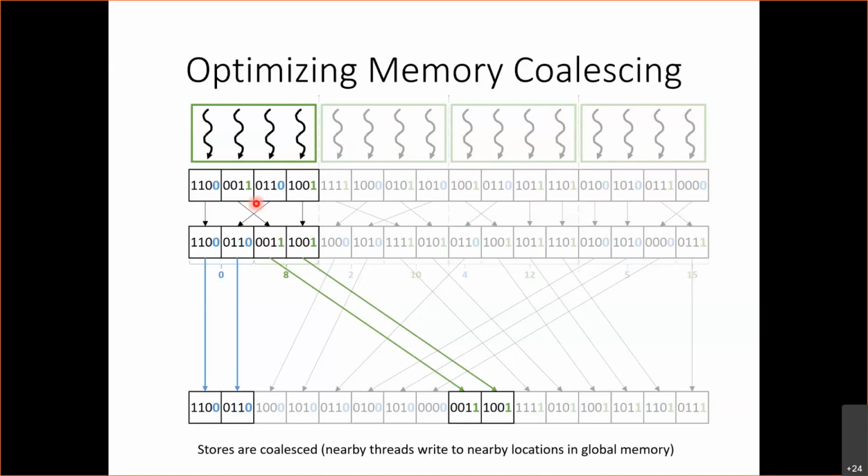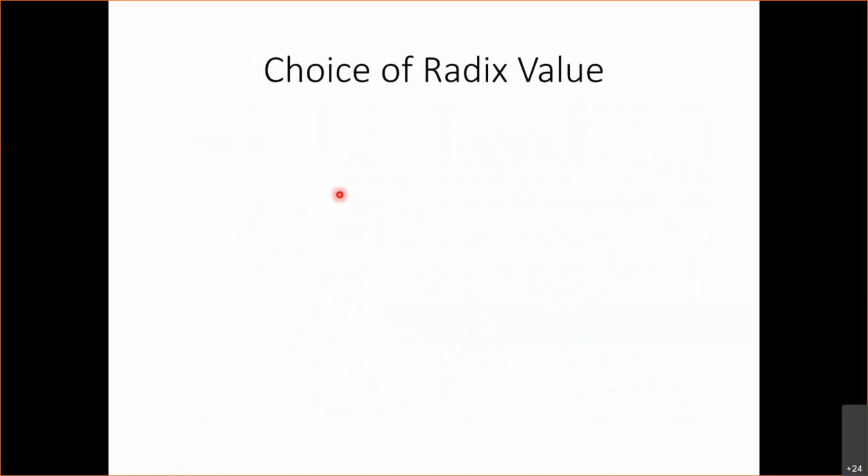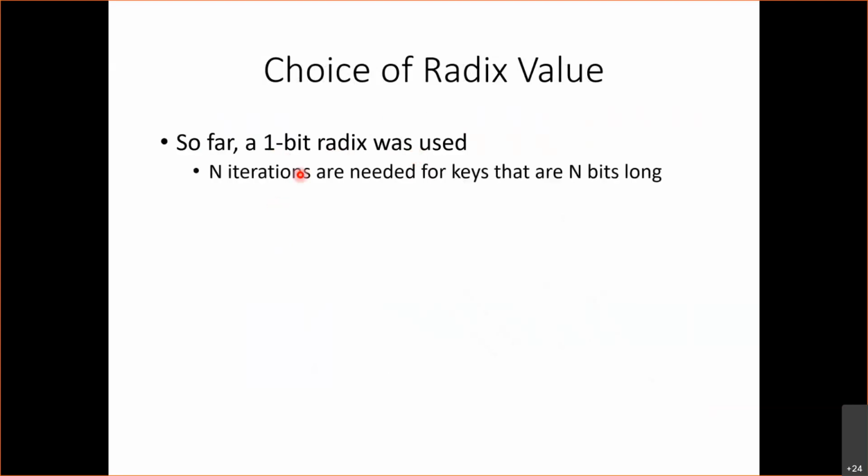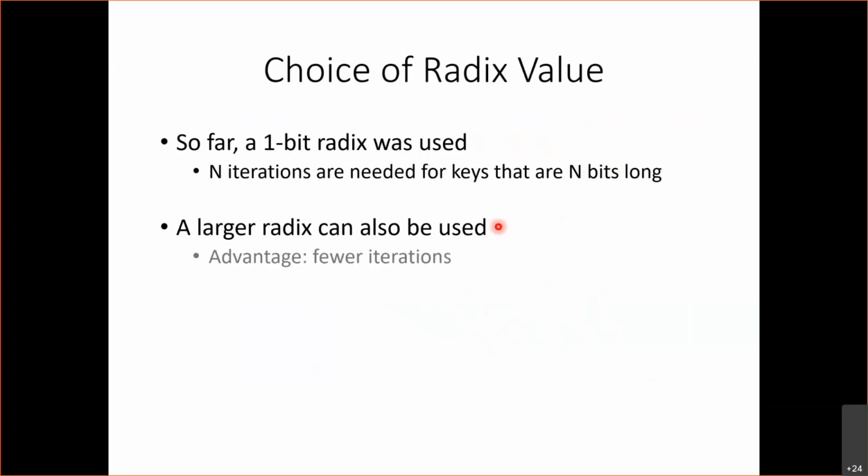Okay, so now let's talk about the choice of radix value. So far, we used a one bit radix, or a radix of two. And what that means is that if I have a 32 bit key, I'm going to need 32 iterations to do the radix sort. In general, I will need n iterations if my keys are n bits long. So what can we do to reduce the number of iterations? Well, we can use a larger radix. The advantage of a larger radix is that I have a smaller number of iterations, so I might finish more quickly.